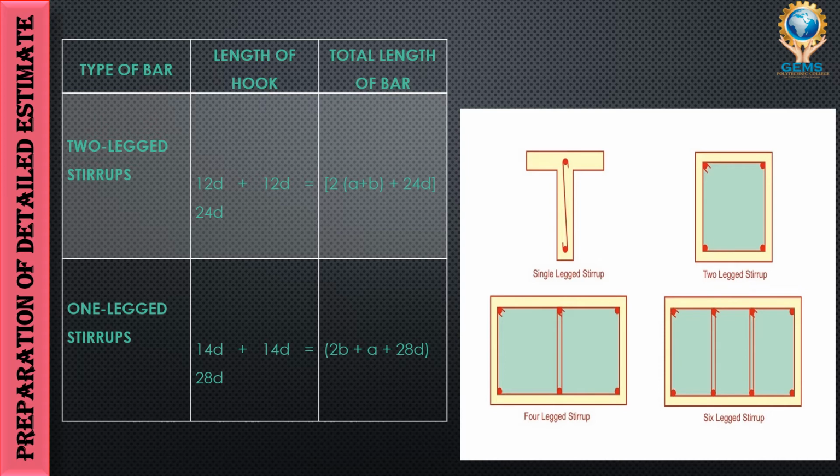So what will be the formula? For a two-legged stirrup, it is 2 into A plus B plus 24D. For one-legged stirrups, it is 28D plus 2B plus A. Okay, so these are the formulas.